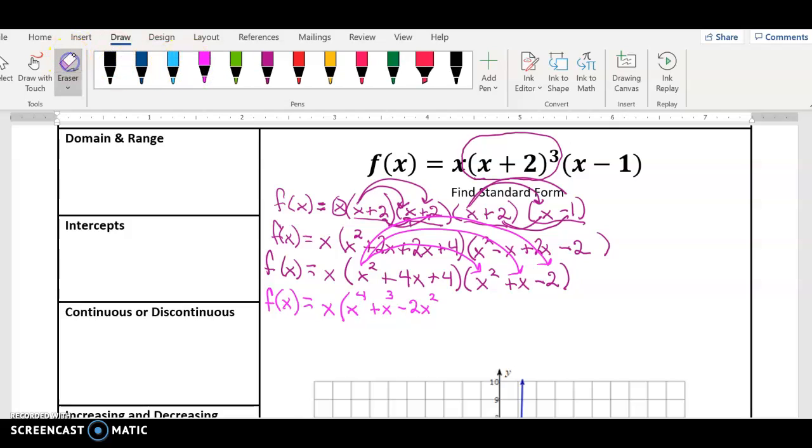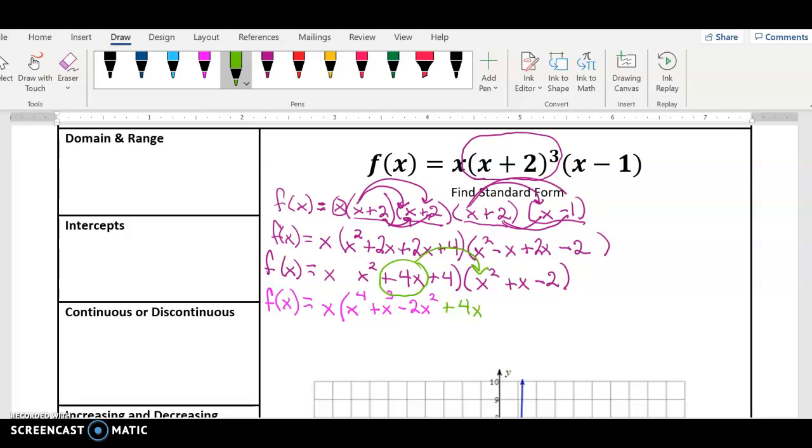Now that we've done that, let's multiply everything by 4x. So we have 4x times x squared would give me 4x cubed. 4x times x gives me 4x squared, and 4x times a -2 is -8x.